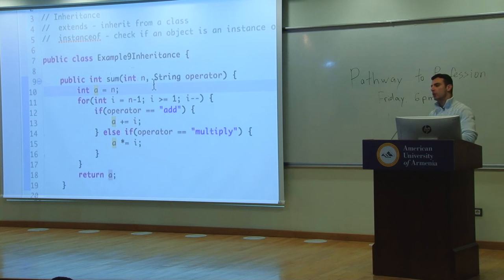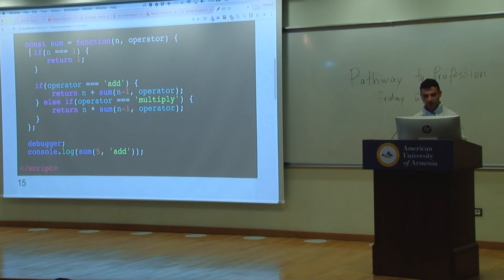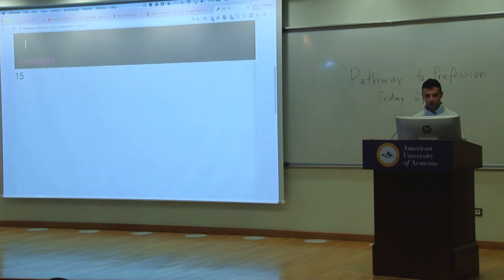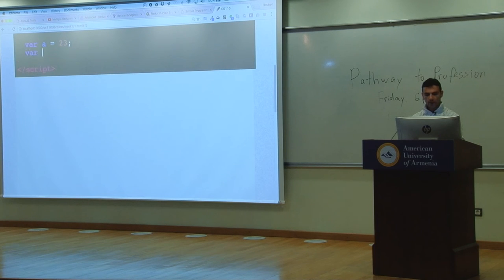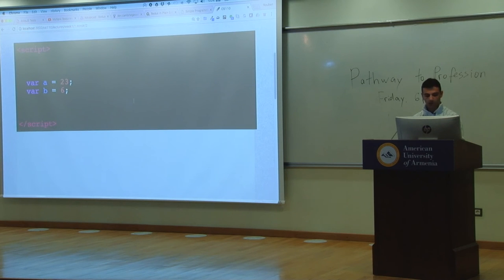Okay, let me give you a fun one. This is one that I ask during interview questions all the time. Here it is. We have two variables. A has a number, like 23. B has a number, like 6. This is JavaScript, so it's let, not const, because we're going to change them. So how can I change it so that the variables change places?